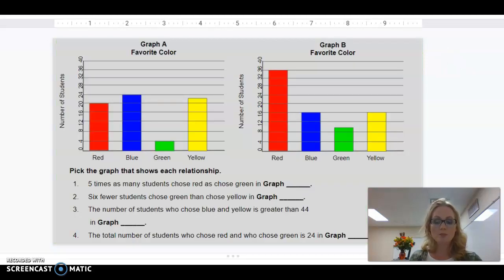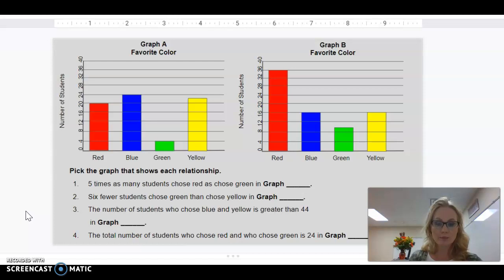Graph A and B are both single bar graphs that show the number of students with each favorite color. I noticed that there are 4 questions at the bottom. Here are your questions. Let's read through them and try and solve each answer. Number 1 says 5 times as many students choose red as choose green in graph.